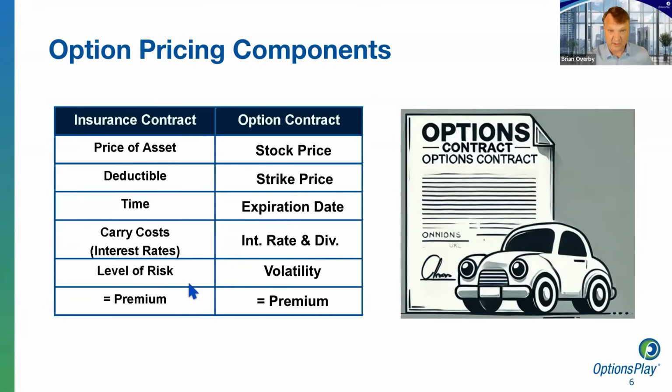And then we come down to volatility. In the options trading world, we call it implied volatility, what the marketplace is implying the volatility to be over the life of the option contract. In the insurance world, you're talking about the level of risk. This is why actuaries get paid so well.